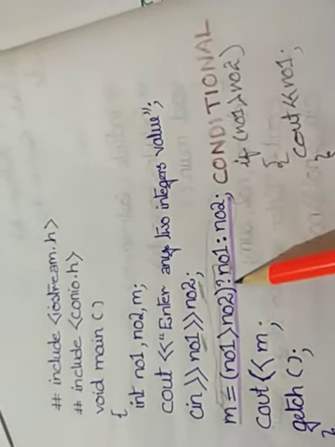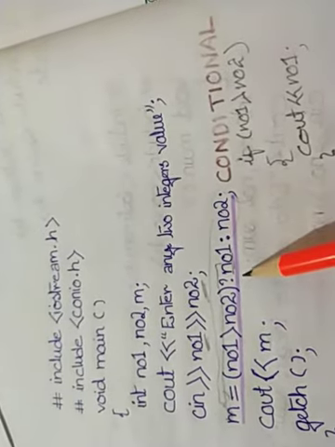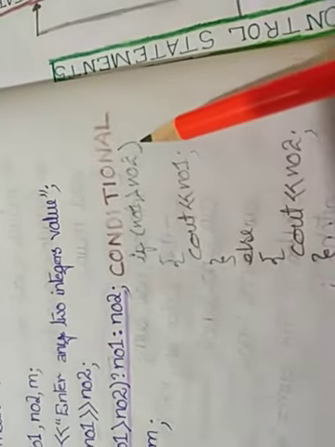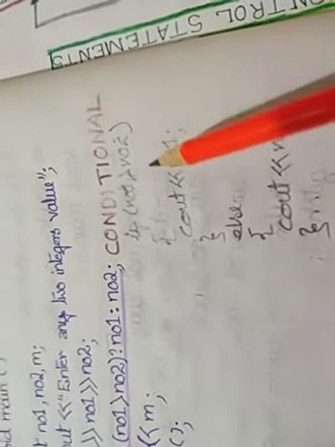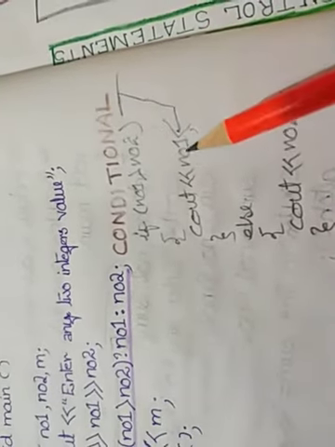But over here, instead of using the ternary operator, we can use the conditional statement. For example, I'll use an if statement. If NO1 is greater than NO2, and it is true, then I'll print out the value of NO1. Otherwise, if the condition becomes false, it will jump to the else statement and print that the greater value is NO2.